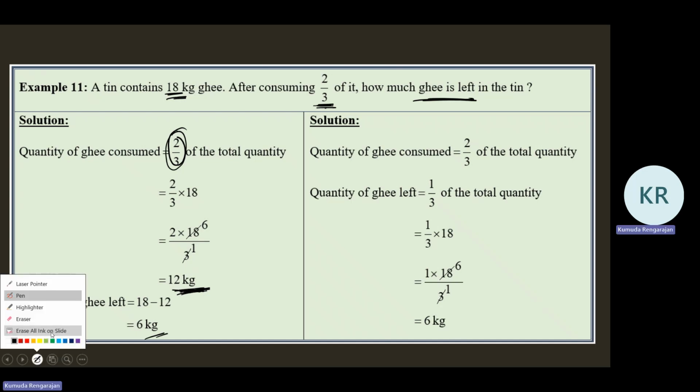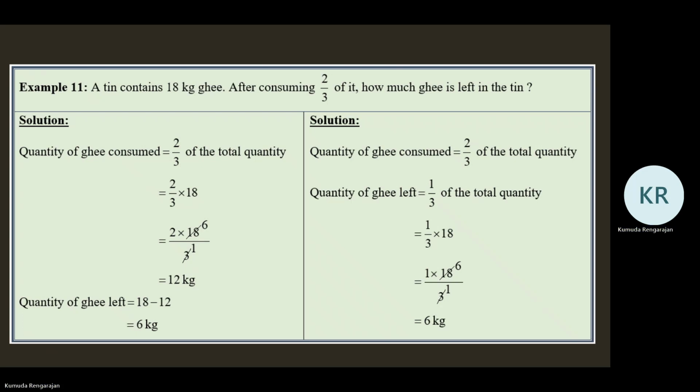Okay. The other way of doing it is using the relevant fraction straight away. 2 by 3 refers to consumed. So 1 minus 2 by 3, that is 1 by 3, refers to not consumed. So if you use 1 by 3, you don't have to subtract, because this fraction refers to the portion of the ghee not consumed. So when you find the value using 1 by 3, you will directly get the ghee left.